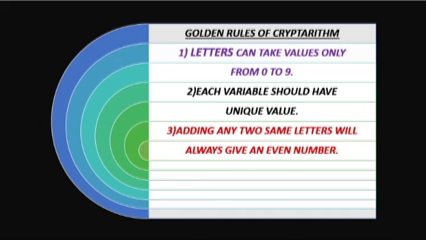Rule number 2. Each variable should have a unique value. It means suppose you have two variables A and B. If you have assigned the value 7 to A, then you cannot assign the same value 7 to B. Now, rule number 3. Adding any two same letters will always give an even number. It means whatever number you may add, at the end the result will be an even number. This is also a good result. It will help us to solve the riddles.